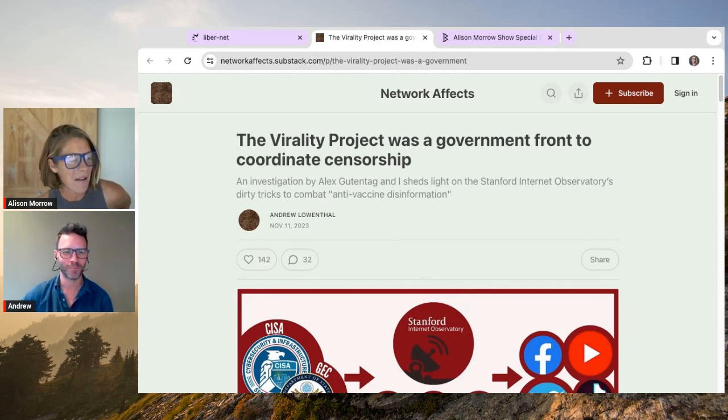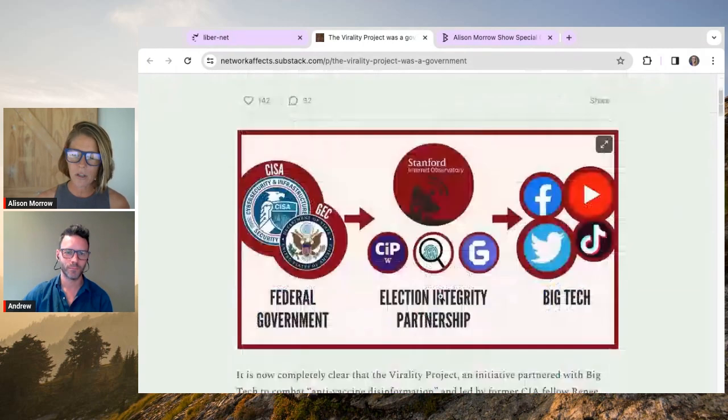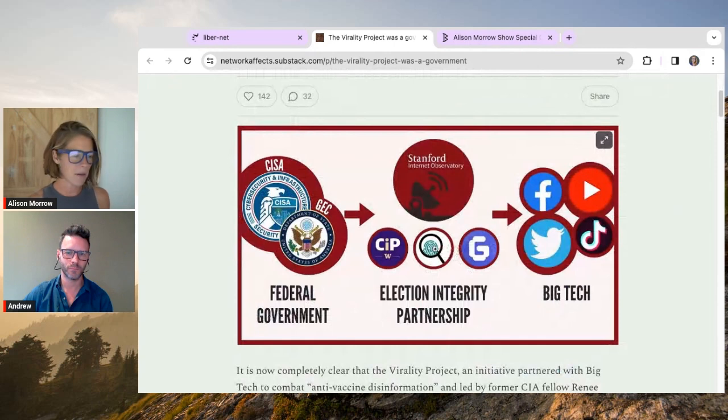Oh, I'm so glad to have you here because this has been such a fascinating topic. I remember a couple years ago looking into the Stanford Observatory, but I had no clue how deep the connections went with the federal government and really the security state. So let's start with the Virality Project. Why don't we just go over this map? Explain this to me first. Federal government, Election Integrity Partnership, and big tech.